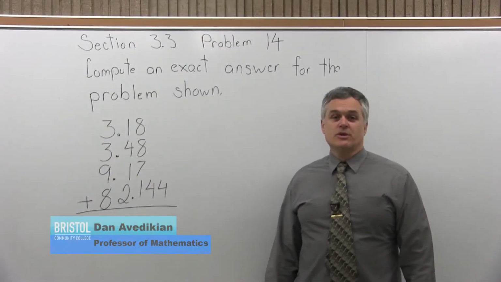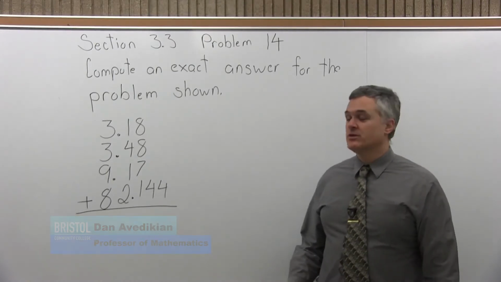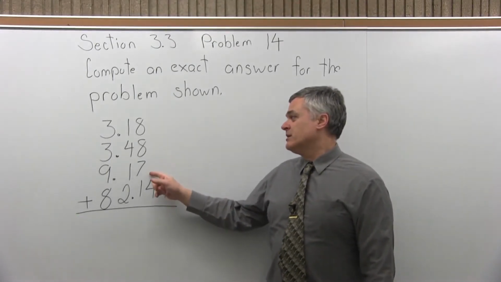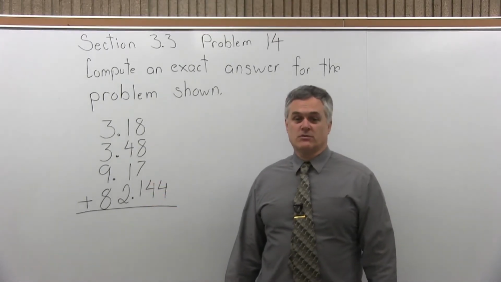This is Section 3.3, Problem 14. It says compute an exact answer to the problem shown. And we want to add 3.18 plus 3.48 plus 9.17 plus 82.144.